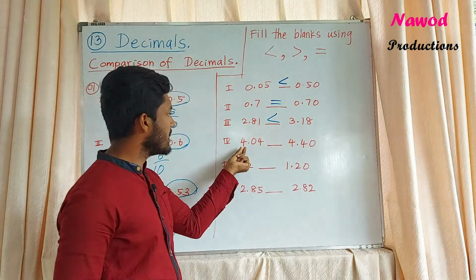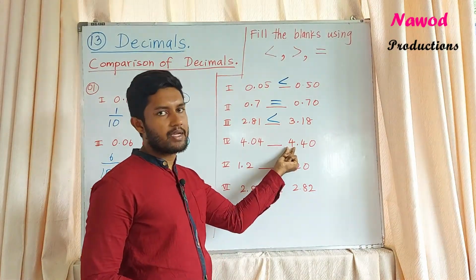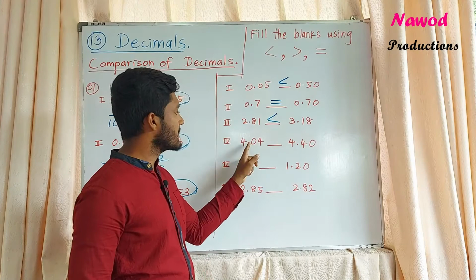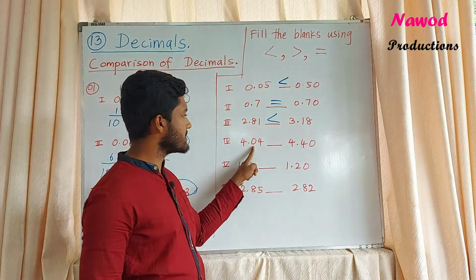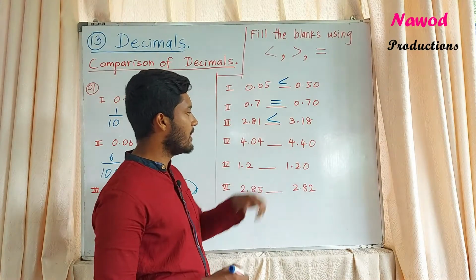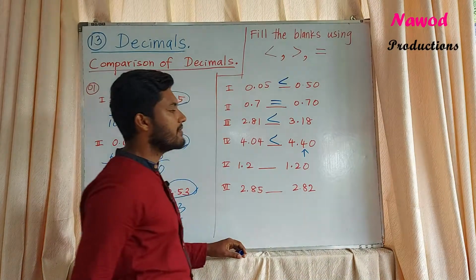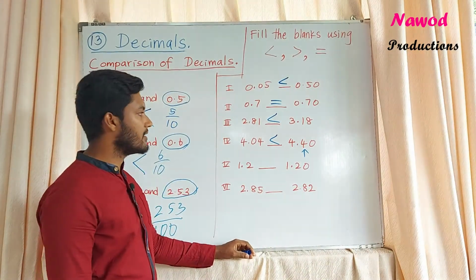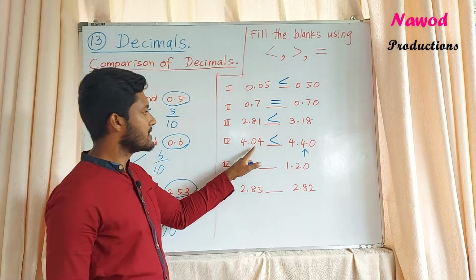Then here 4.04, 4.40. Here 4 is in the ones place, 4 is in the ones place. We can understand that. Then decimal point, decimal point. Then in the tens place 0, here tens place 4. Then we can say that the bigger value is 4.40, which is bigger than 4.04.